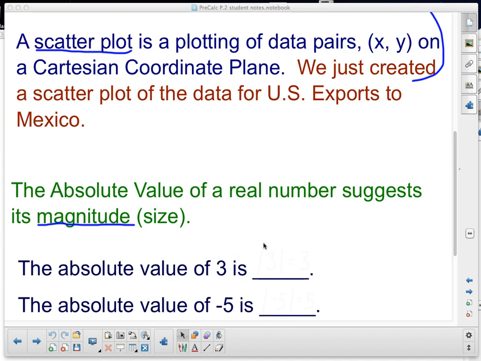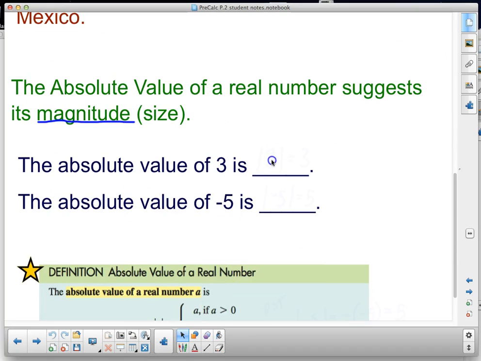Okay, so going on, the absolute value of real numbers suggests its magnitude or size. The absolute value of 3 is 3. The absolute value of -5 is 5. It's just the distance it is from 0.